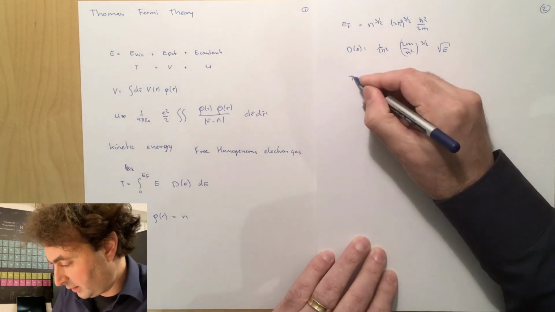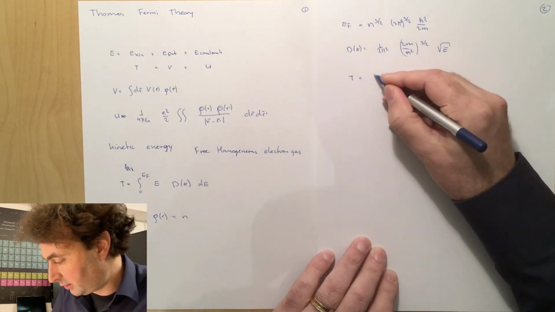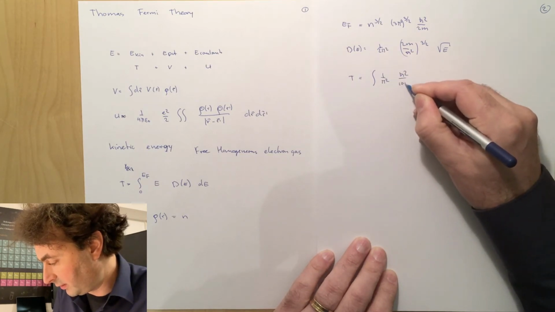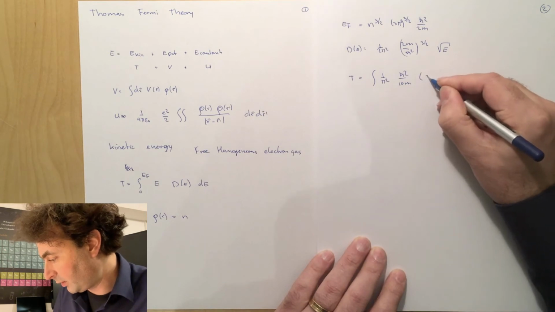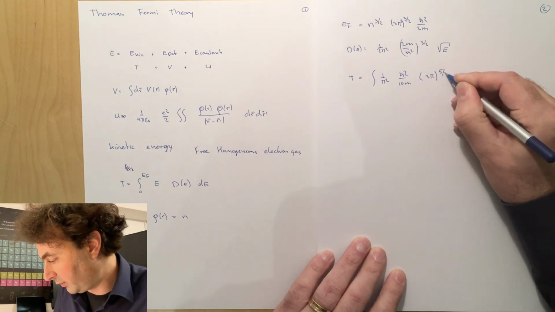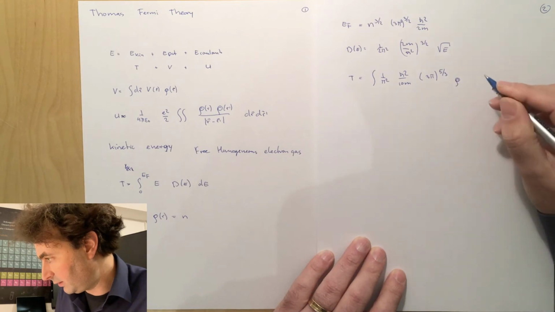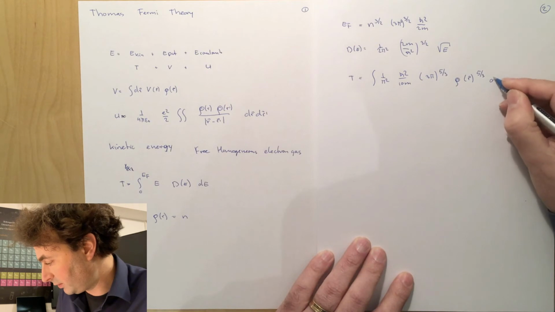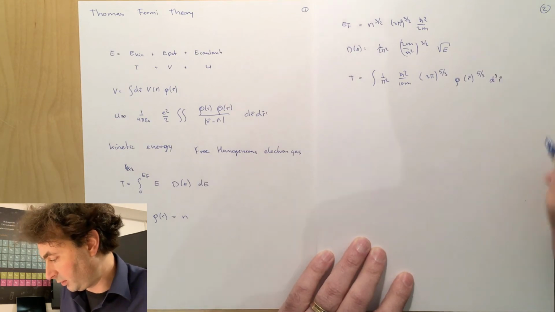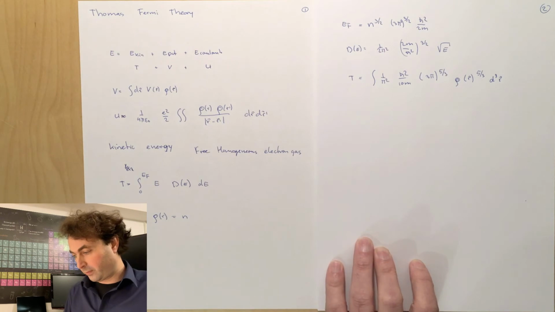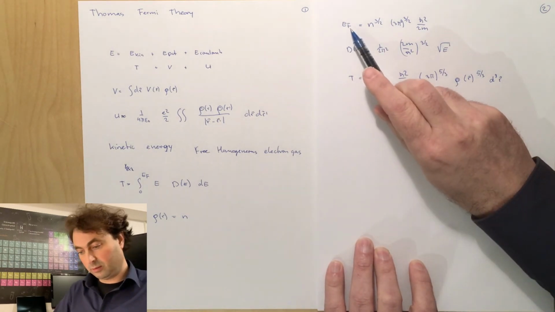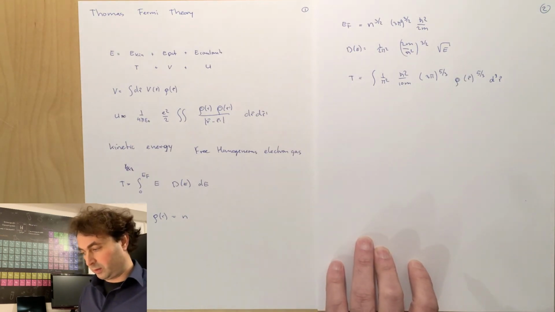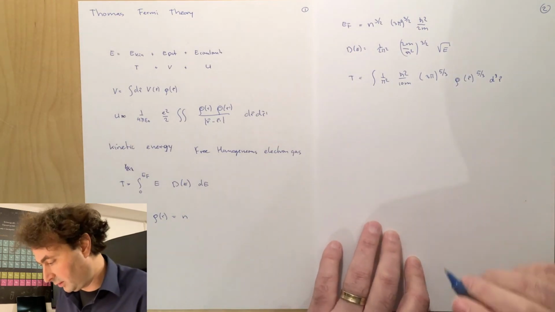Such that the kinetic energy is the integral of 1 over pi squared, h bar squared over 10 times the mass of the electron, 3 pi squared to the power 5/3, and then the density of the electrons rho of r to the power 5/3, and then the integral over the whole space. We have the energy times density of states to the power 3/2.